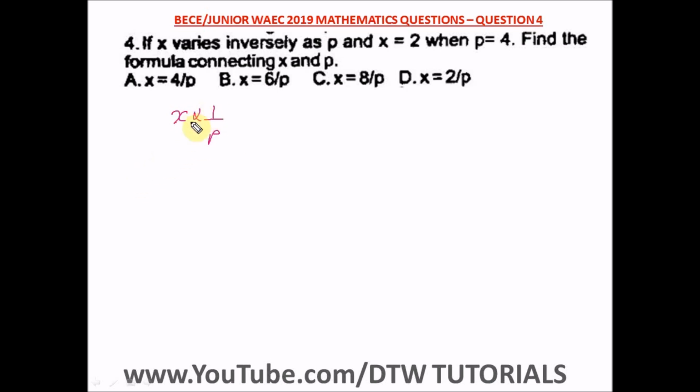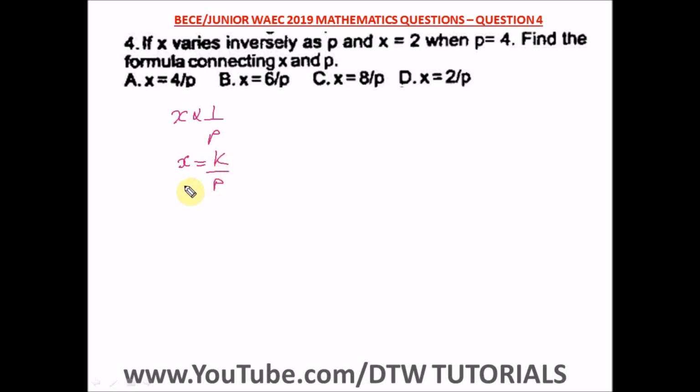All right, so here, this is a variation sign. Remember, in variation, we have to change to an equal to sign, and in changing, we have to introduce a constant K. The constant can be any letter. It can be K, it can be A, it can be Z, but in maths, I think it's sweeter to call it K, and easier to remember. So introduce a constant K. So we have X is equal to K divided by P. All right, and we've been told that X is equal to 2 when P is equal to 4. We need to look for this constant. Then after we get the constant, we'll find the formula connecting X and P.